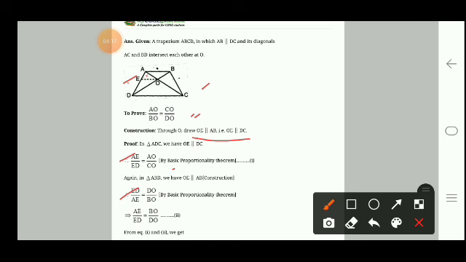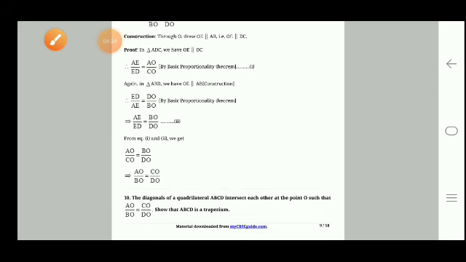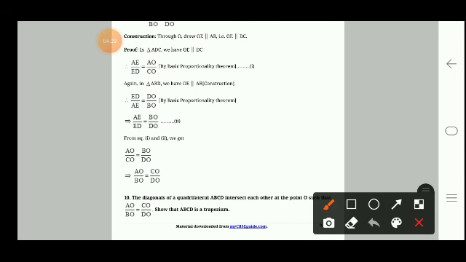Now after this, what will we do? We can just do the cross multiplication, or alternendo we can apply. So that means we can write here AO over CO is equal to BO over DO, or AO over BO is equal to CO over DO. So in this way we have proved it.